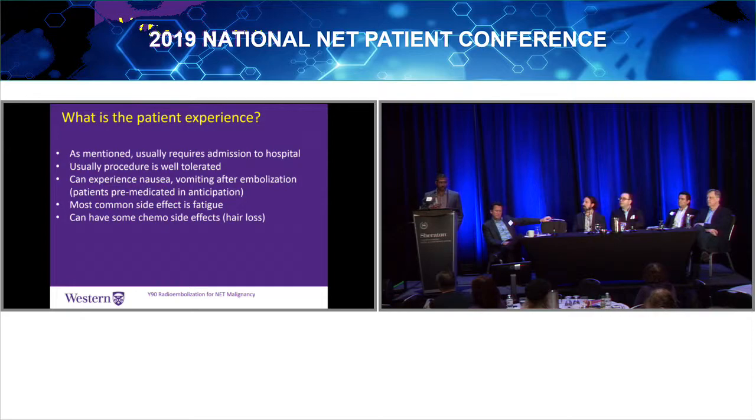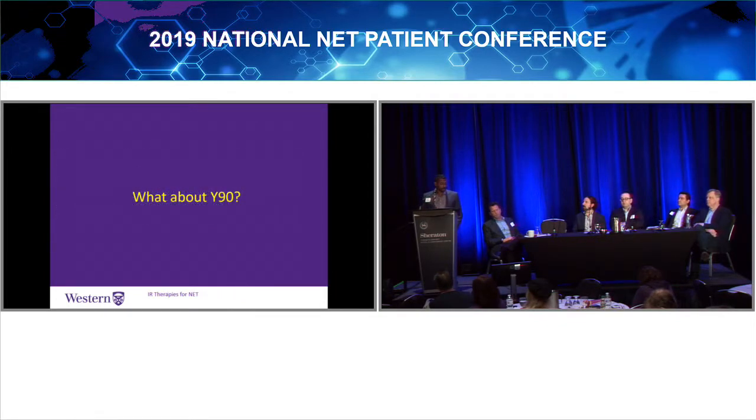And we do see some chemo side effects, not commonly, but it's not uncommon that people will have some systemic side effects, so they may lose a bit of hair, and we do see some changes in their blood work as well related to the chemotherapy.